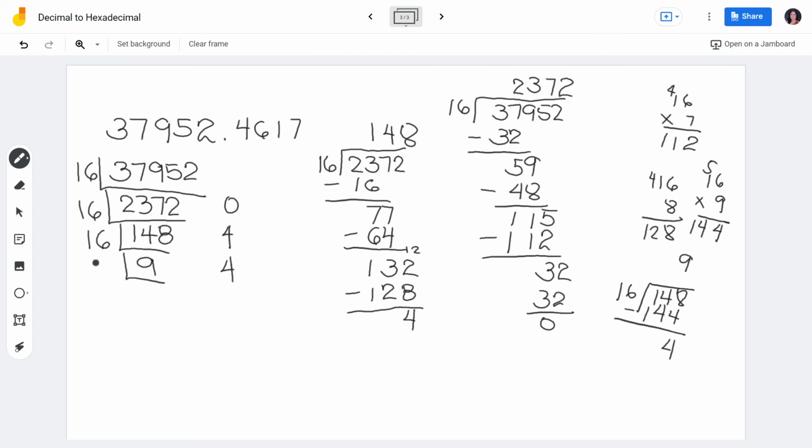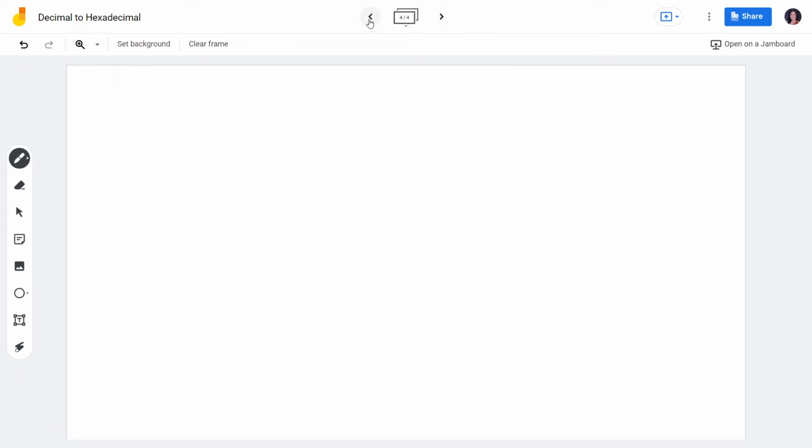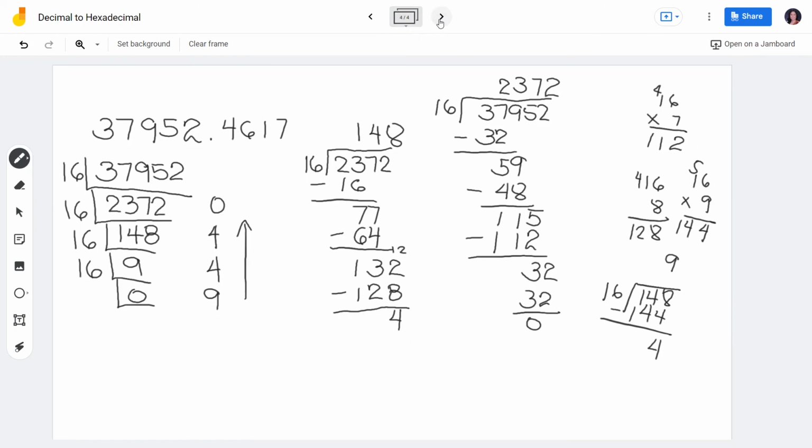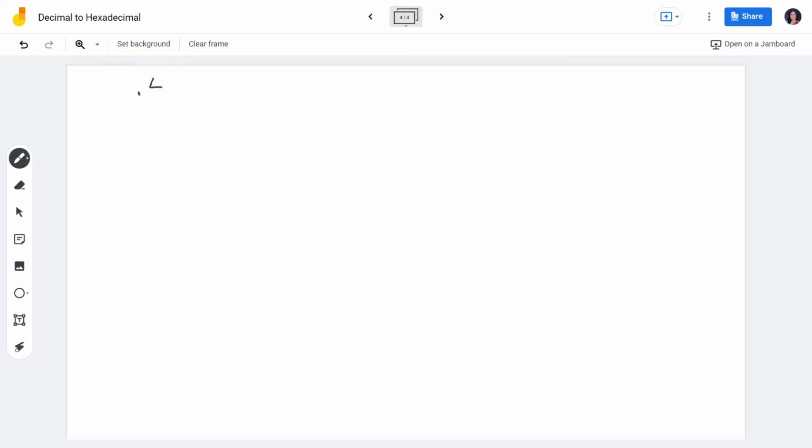And then 9 divided by 16 is 0 remainder 9. And then this will be read upwards. Okay. Then next is we have the fraction part. Okay, the fraction part is 4617 times 16.